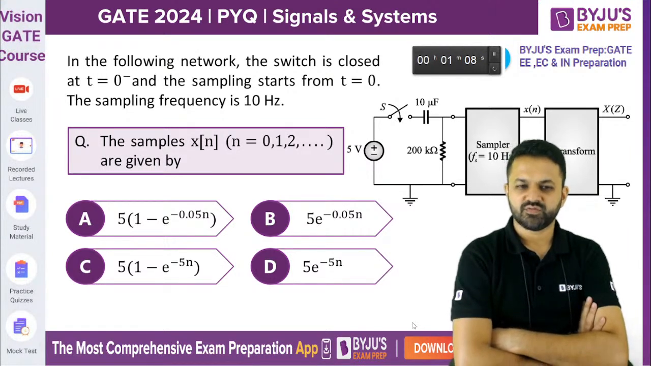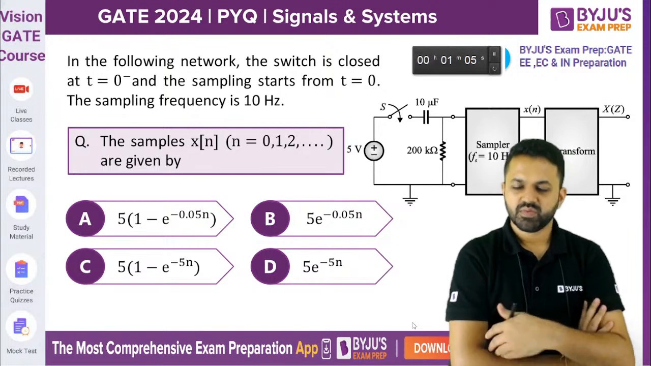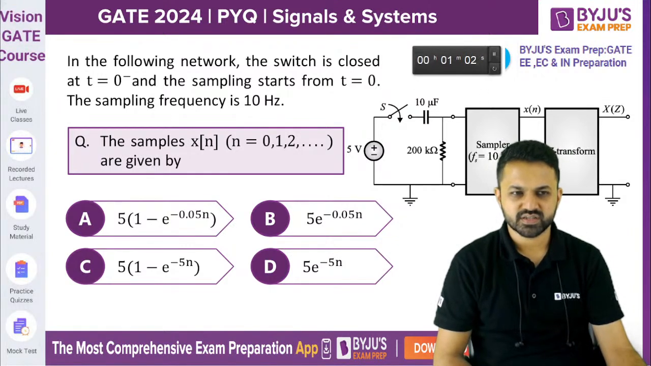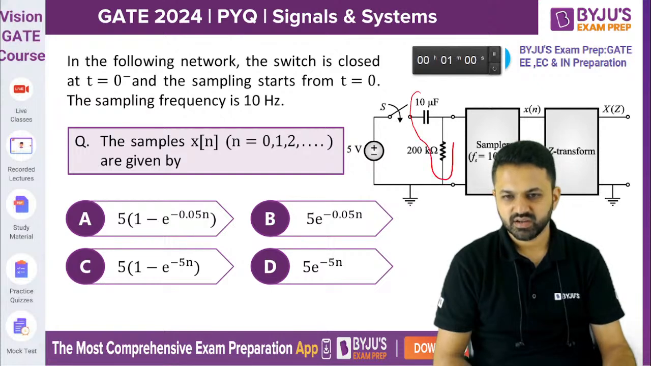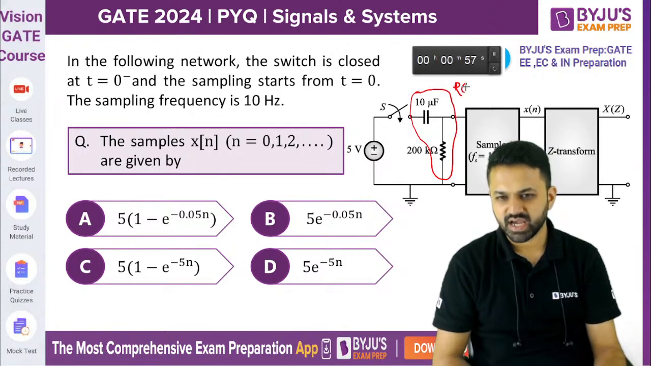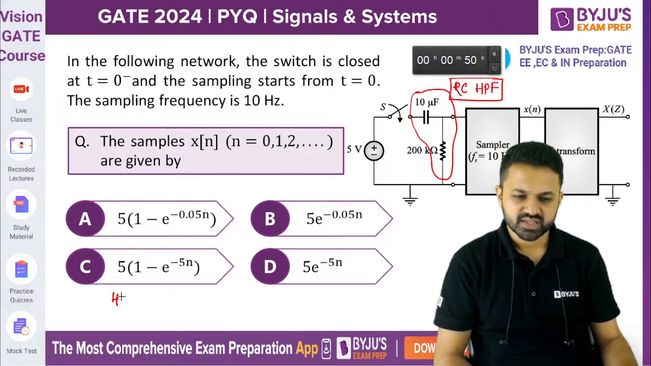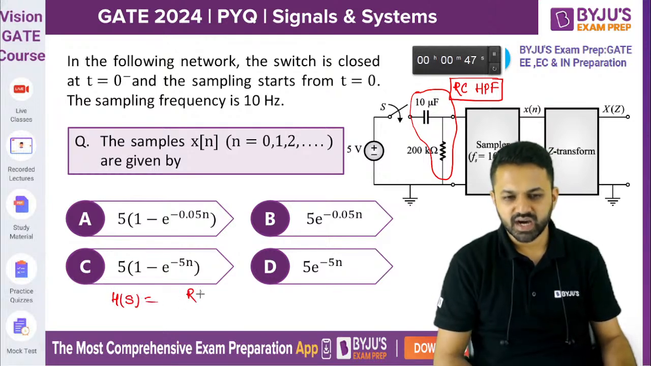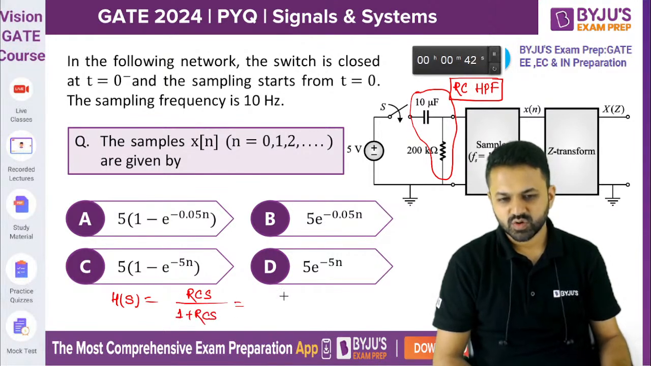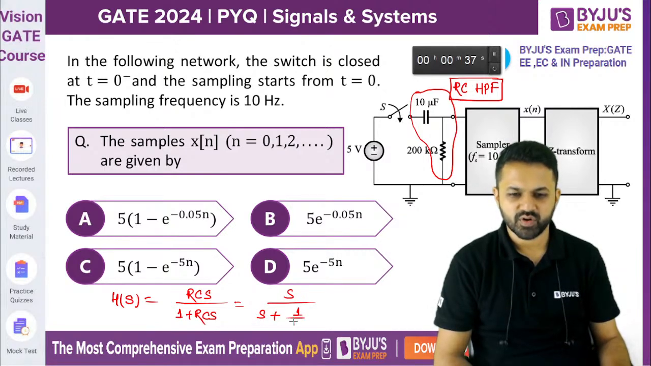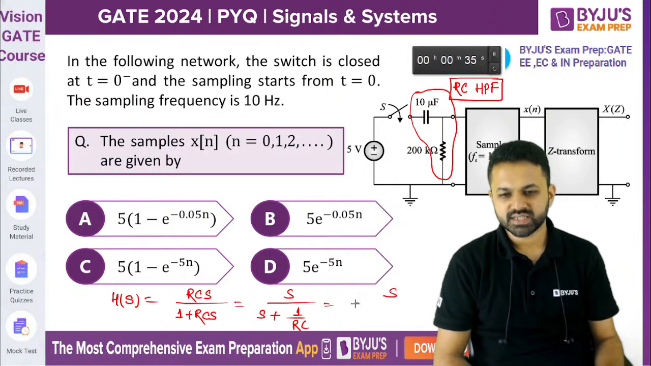So I will give you the hint for this question. If you see this part of the question here, this is forming an RC high pass filter. And what is the transfer function for a high pass filter? H(s) is RCs upon 1 plus RCs. So you can write s upon s plus 1 upon RC.